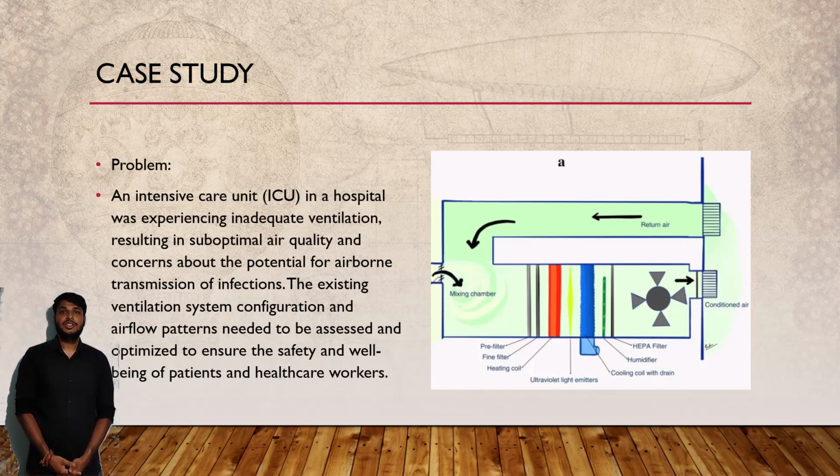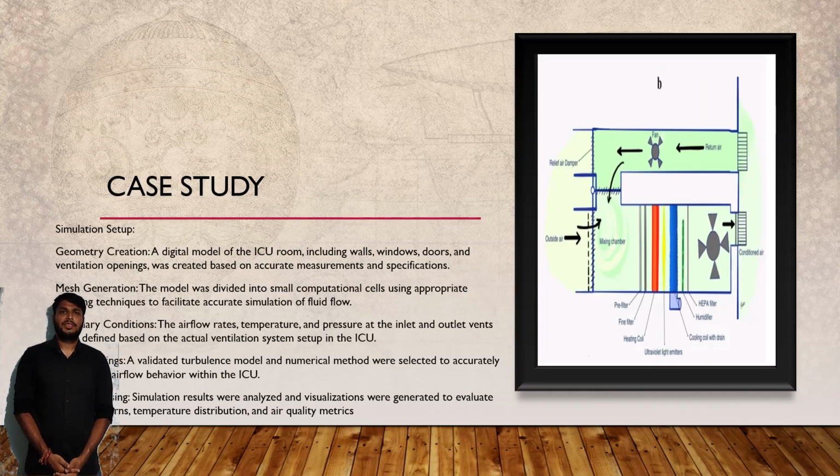Problem. The initial problem was the presence of inadequate ventilation in the ICU, leading to suboptimal air quality and concerns about infection control. This prompted the need for a thorough assessment and optimization of the ventilation system. Simulation setup. The first step in the CFD analysis was to create a digital model of the ICU room incorporating accurate measurements and specifications. This 3D model includes walls, windows, doors and ventilation openings to replicate the actual environment.